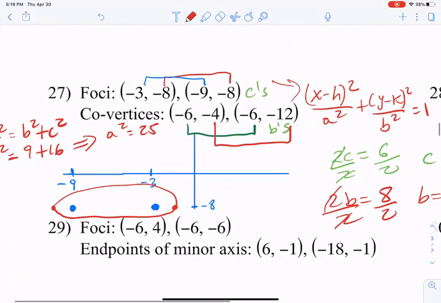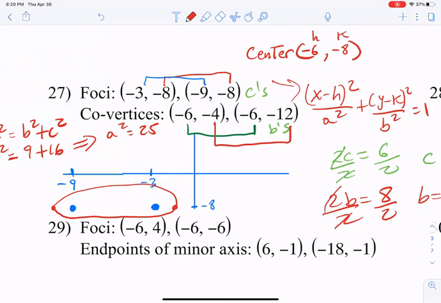I need to find out what's the center. The center is very easy in this problem. I can take a look at the foci, for example, and I see that the y values are fixed, so I can put that right away. Then I need to find the midpoint between -9 and -3, which is -6. So this is my h, and this is my k here.